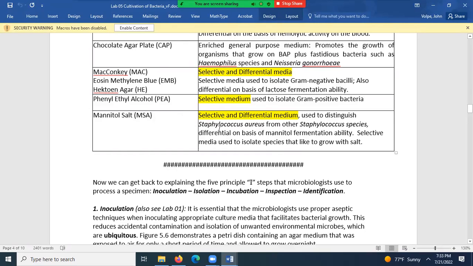It is also differential in the ability to ferment the sugar mannitol. And if the bacteria can ferment the sugar mannitol, the bacteria or the region around them will turn yellow. And if the bacteria do not ferment the sugar mannitol, the bacteria will not be yellow and will be the same color as the bacteria normally are. And then the media around the bacteria won't be yellow. It'll be the normal color, which is kind of a pinkish purple color. Pinkish color would probably be the best word.